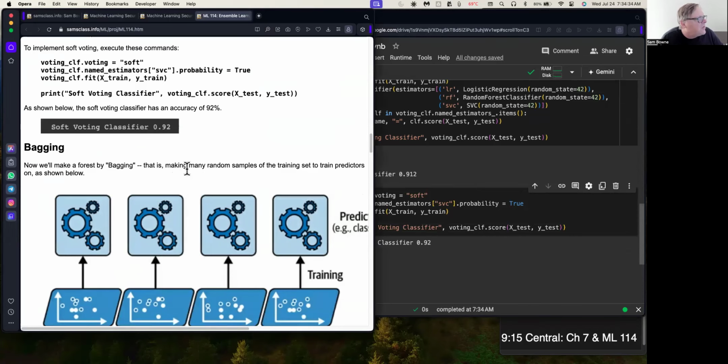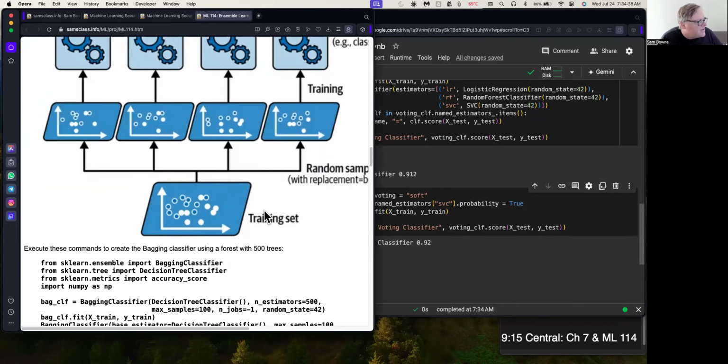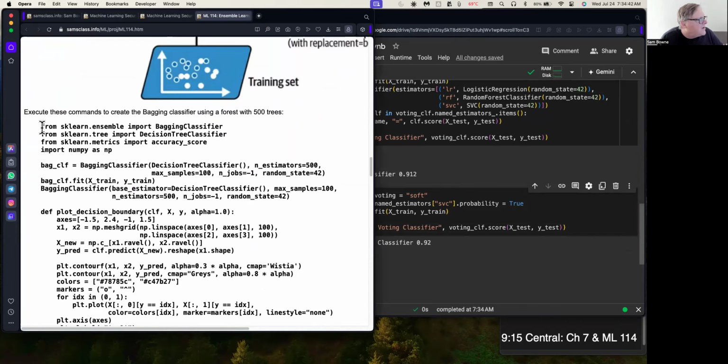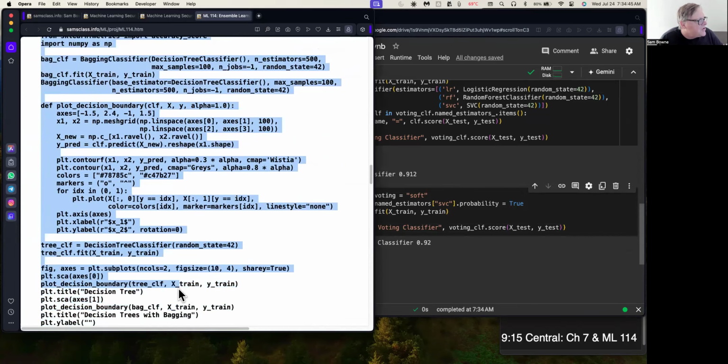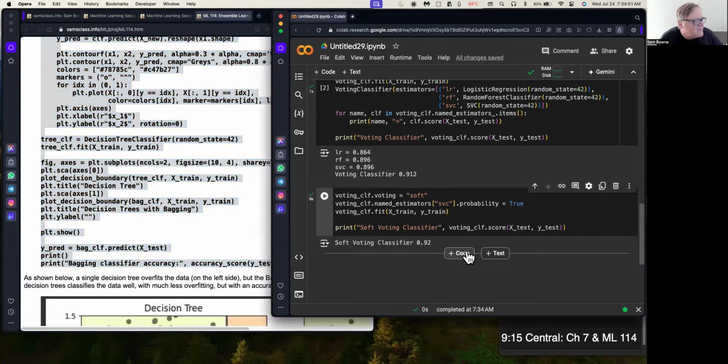So now we can make a forest by bagging, making random samples of the training set to train predictors. So this will make a forest with 500 trees, each trained on a random subset of the data, so they will make an independent estimate of the result.